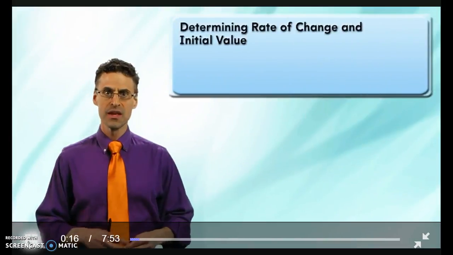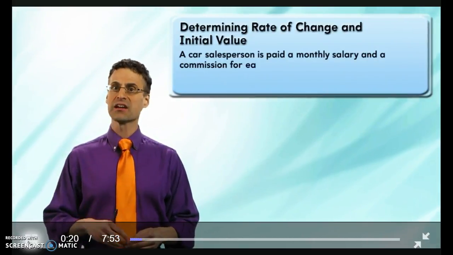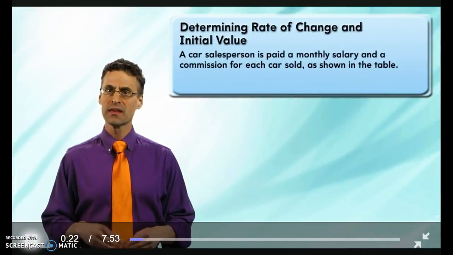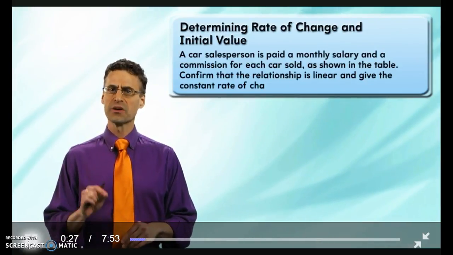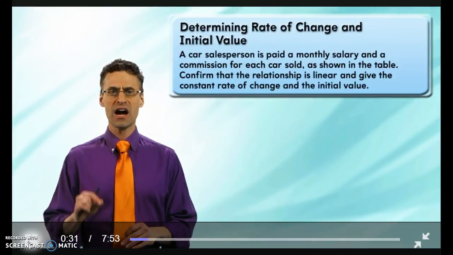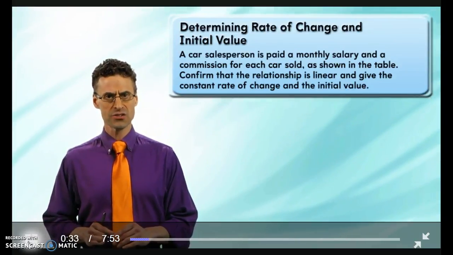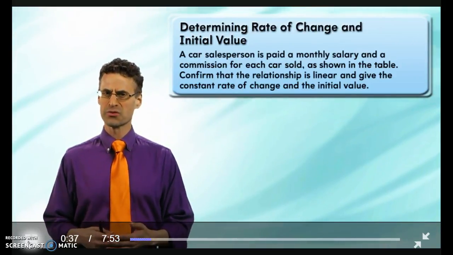You don't have to drive very far to actually find linear relationships. They're all around us. Let's check out an example and see for ourselves. A car salesperson is paid a monthly salary and a commission for each car sold. And I'm going to show you a table that shows you the commissions. Let's confirm that the relationship is linear and give the constant rate of change as well as the initial value. And then let's see if we can make some sense out of what those things mean.